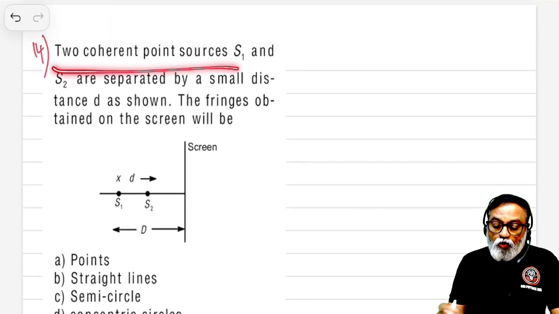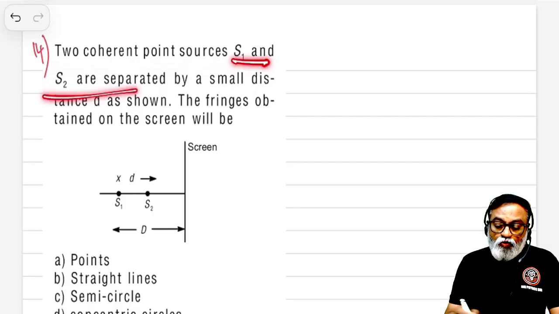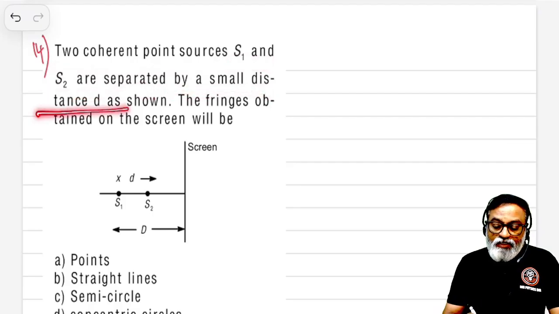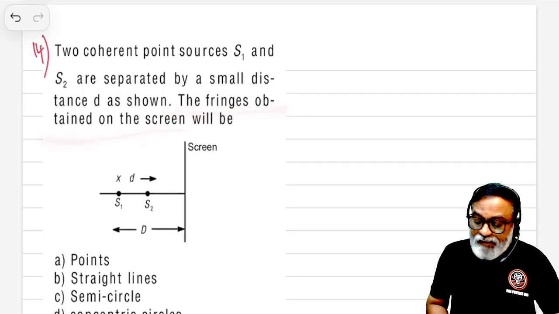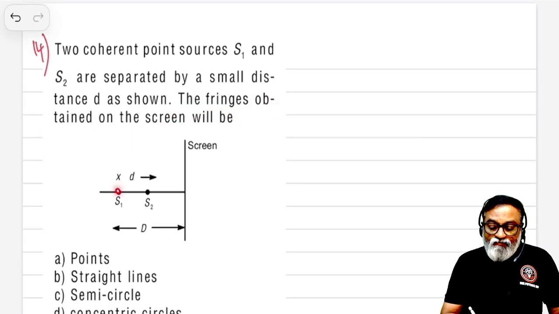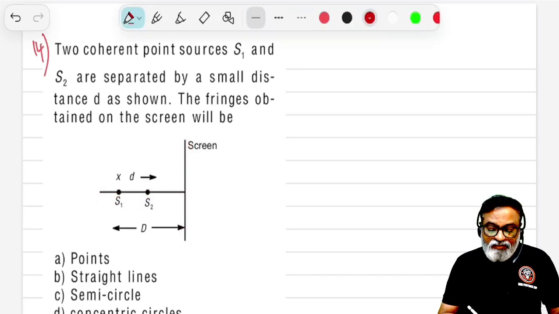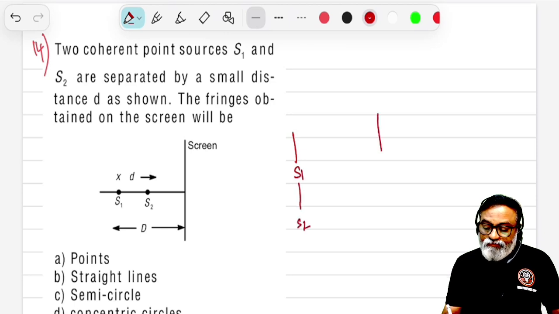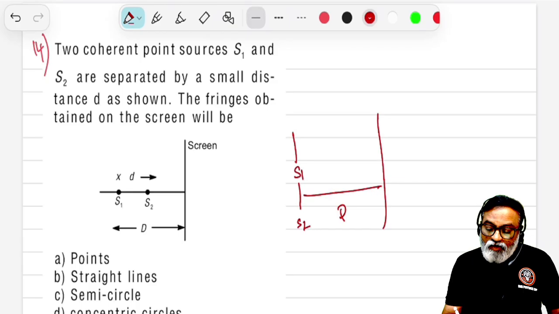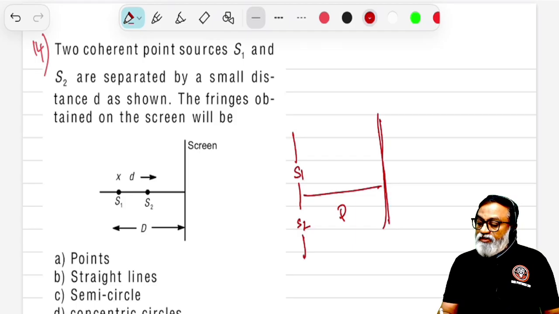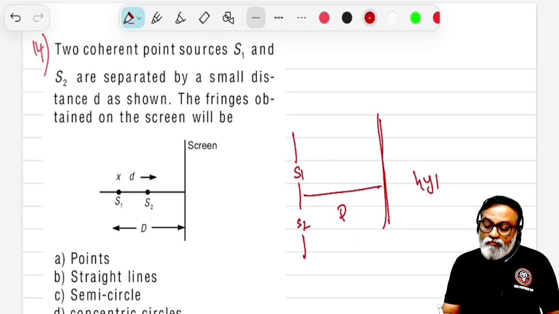Next one. Two coherent point sources S1 and S2 are separated by a small distance d as shown. The fringes obtained on the screen will be. See here, when these two sources are joined by a line, if that line is perpendicular to the screen, the shape of the fringes are concentric circles. But whereas if the line joining the slits is parallel to the screen, in that case the shape of the fringes are hyperbolic. It's a very, very important one.